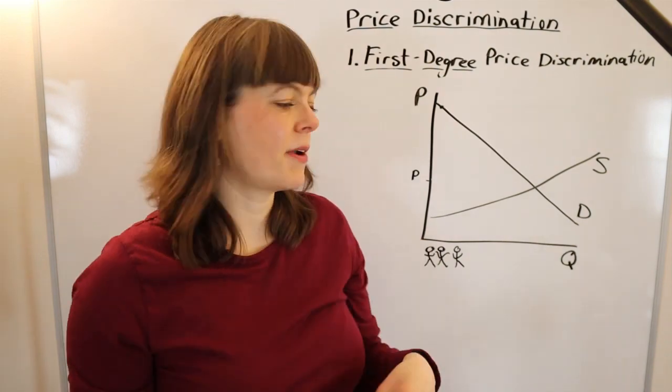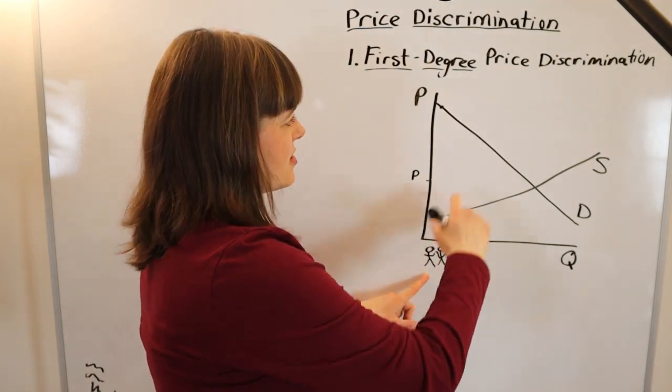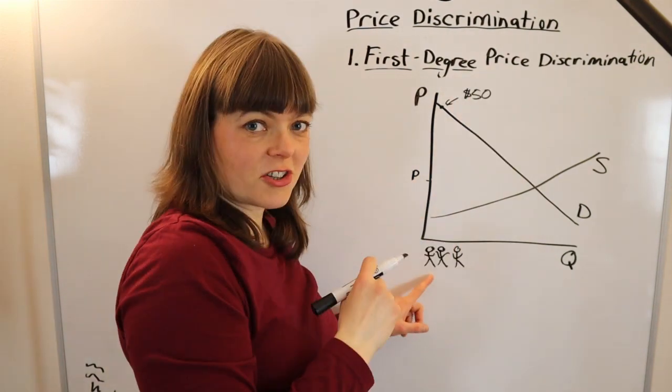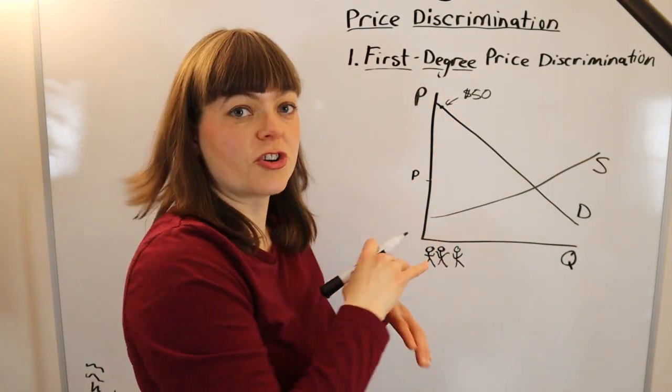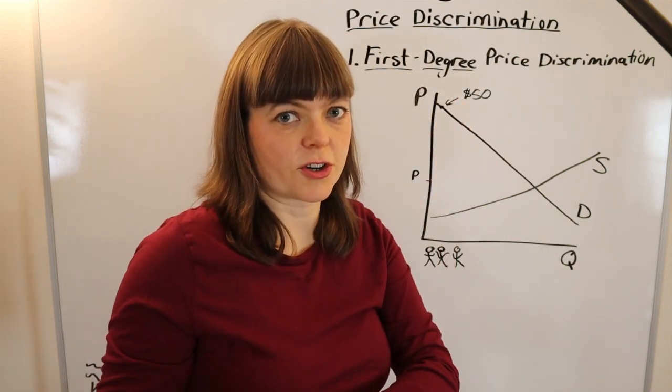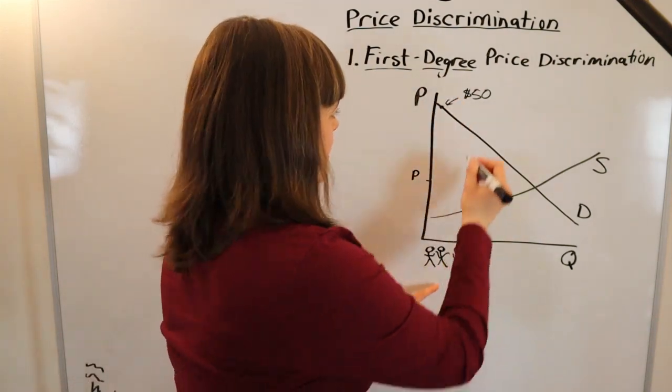But with price discrimination, the company is going to charge this person as much as they will possibly pay. So they charge that person $50, and there's no consumer surplus. The entire surplus goes to the producer. And same with this next person.